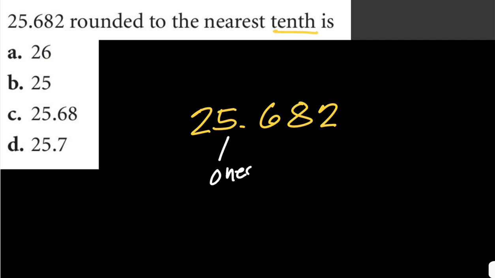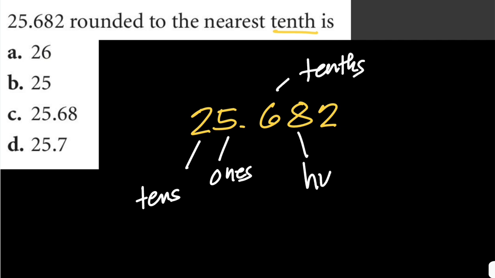25.682 rounded to the nearest tenth is. So we're given this number here, and we need to round this off to the nearest tenth. So we have 25.682. Let's first determine the decimal place values of each of the digits here. So 5 here is in the ones place, 2 is in the tens, 6 here is in the tenths, while 8 is in the hundredths, and 2 is in the thousandths.